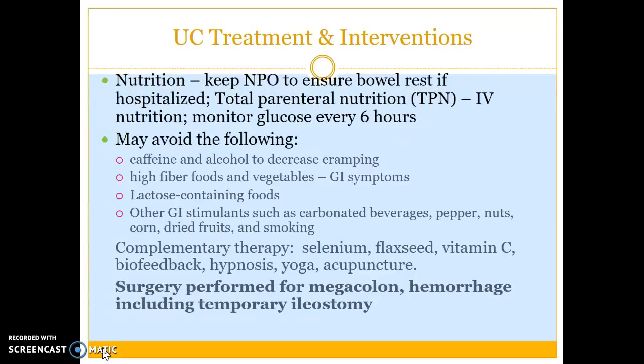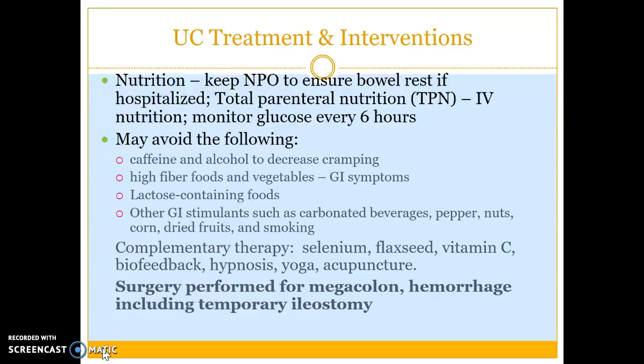It is standard of care to monitor their glucose every 6 hours while they're on this because of the higher glucose content in the IV. Often they'll be on sliding scale insulin for coverage if it spikes their blood sugar too high while they're on it. Things to avoid: caffeine and alcohol can cause cramping, so you want to avoid those. With this particular disease, you want to avoid high fiber foods and vegetables because they make the patient's symptoms worse.